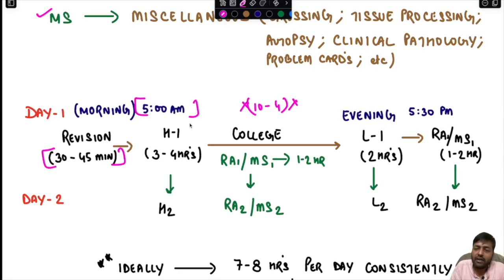Then the first thing that you are going to take up is the 3 to 4 hours, that is from 6 o'clock till 9 or 9 and a half, whatever time you are getting, for your heavy subject.